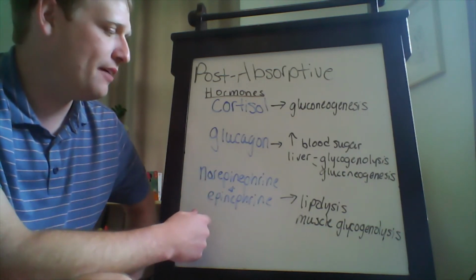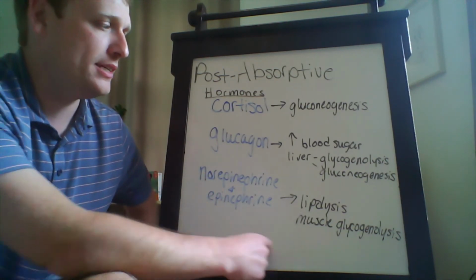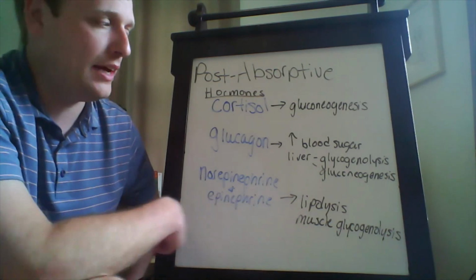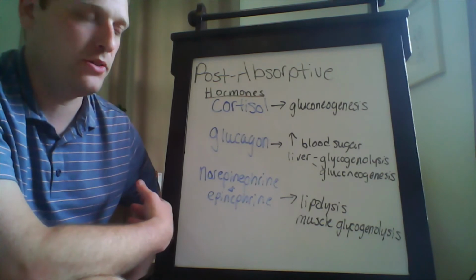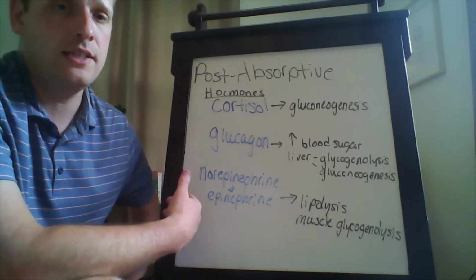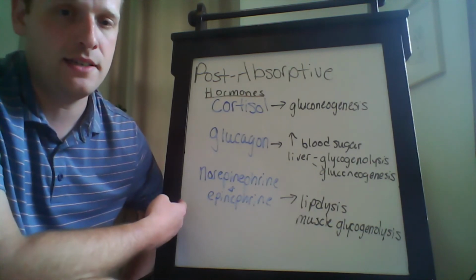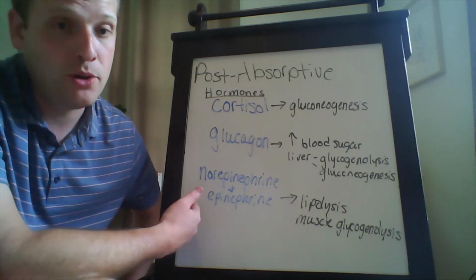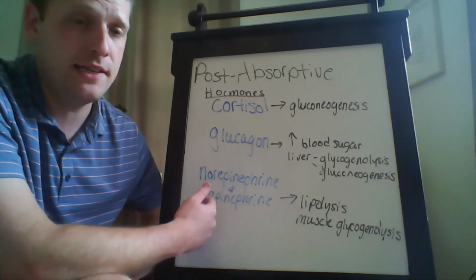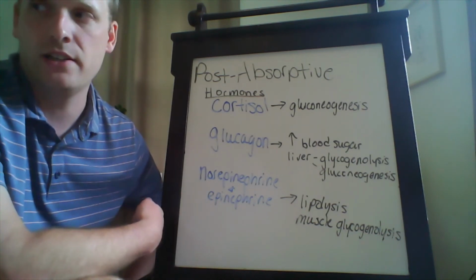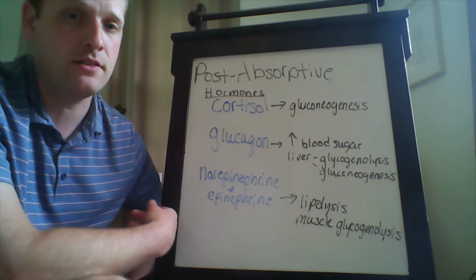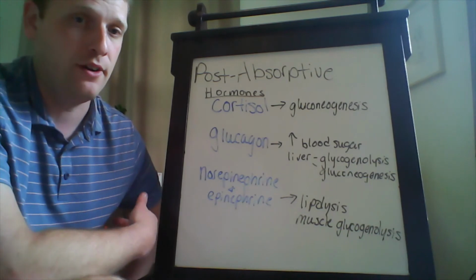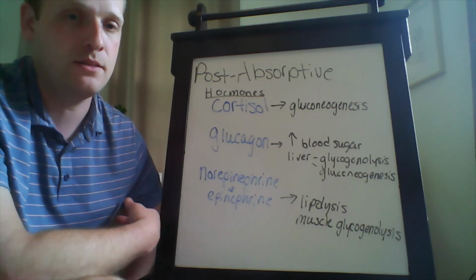And then norepinephrine and epinephrine are going to stimulate muscle glycogenolysis to break down glycogen and release stored glucose. But also it's going to stimulate lipolysis, primarily in adipose tissue. So lipolysis, again, is breaking down your triglycerides and proceeding with catabolic reactions to liberate energy from those fatty acids primarily.